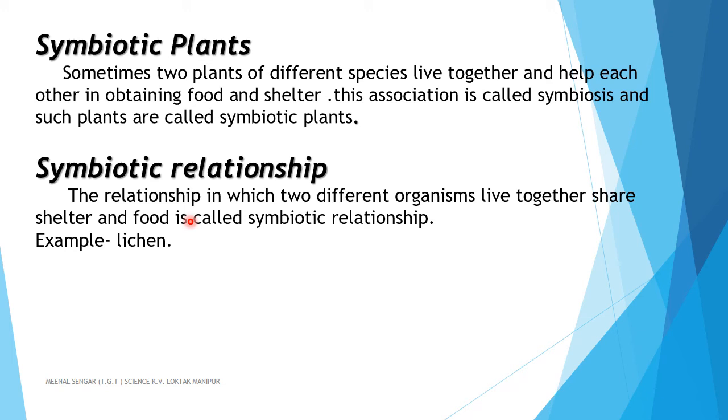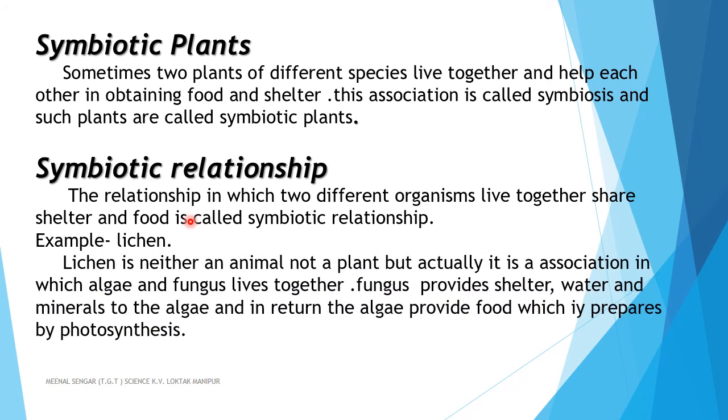For example, lichen. You have seen some, it is a stone-like structure on which small green-colored plants appear. Lichen is neither an animal nor a plant, but actually it is an association. That means lichen is an association in which algae, a type of plant, and fungus, which we have studied earlier, live together.